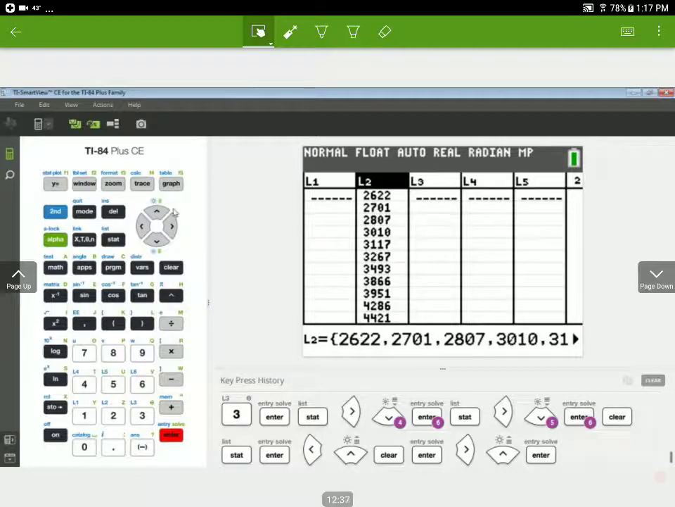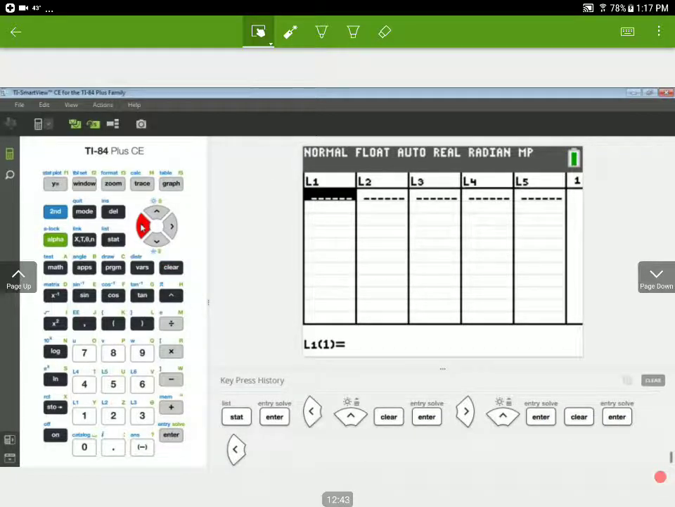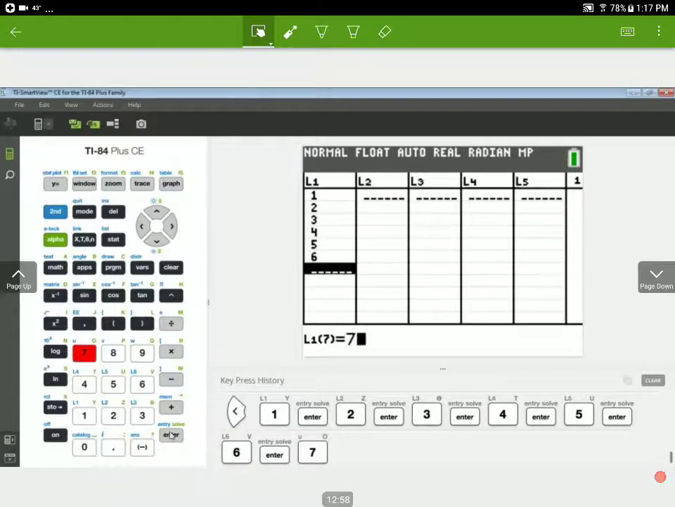Go stat, edit. Clear them out. Don't delete them. And put in your lists exactly how you see them. So your X values are 1, enter, 2, enter, 3, enter, 4, enter, 5, enter, 6, enter, 7, enter.